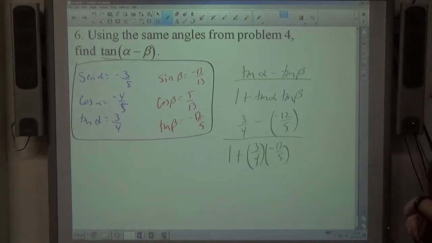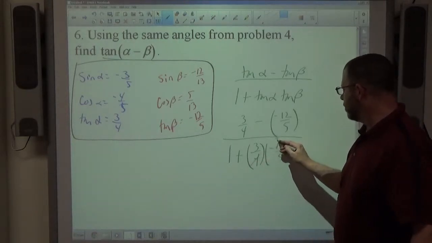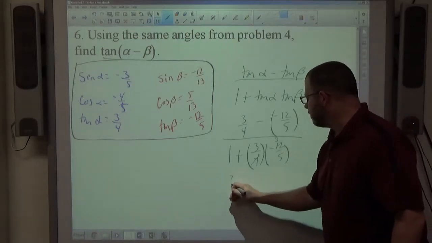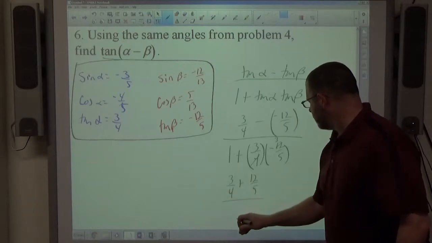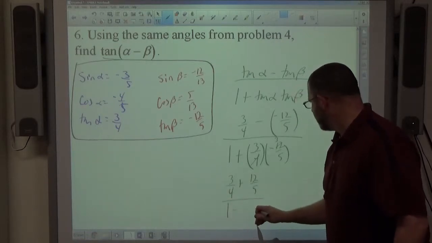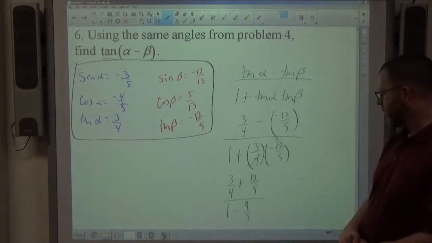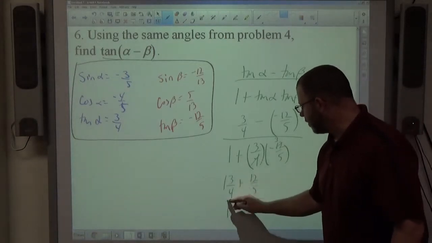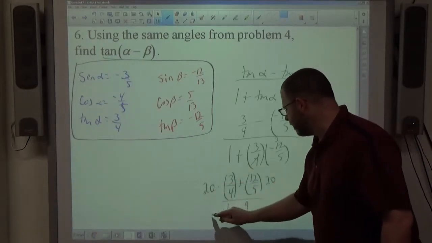With the simplification of this happening, it is sometimes better to actually reduce fractions if possible. That 4 and that 12 reduce to a 3. So I end up with 3/4 plus 12/5 over 1 plus, or 1 minus 9/5. Okay. The common denominator of all the fractions here is 20, so times 20 here and here and here and here.